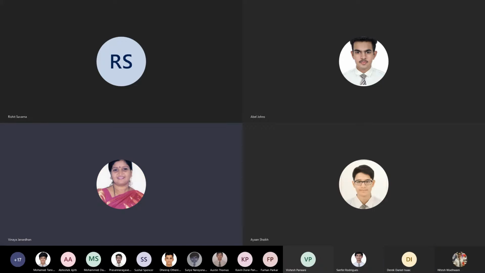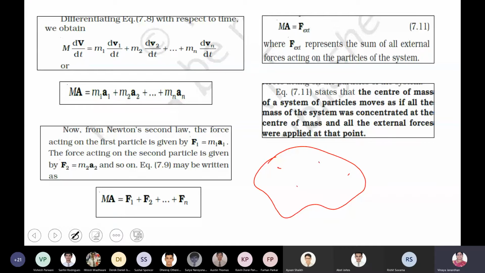Go for the final statement. Now, what does it mean? Suppose I have a system of n particles. If different forces are acting on different particles, now look at this, it's a rigid body or the system of n particles. If different external forces are acting, I'm not talking about the internal forces. We are just neglecting the internal forces.